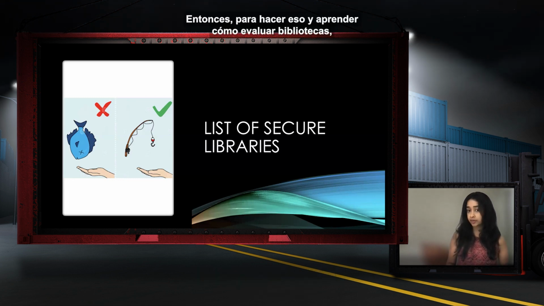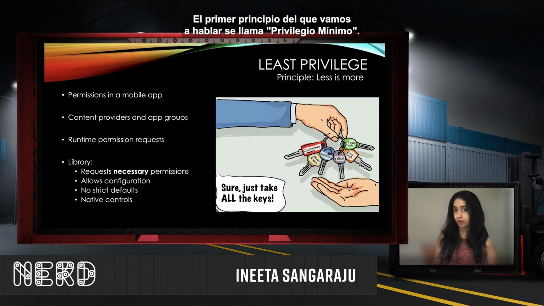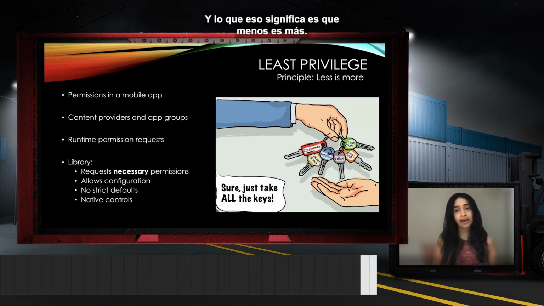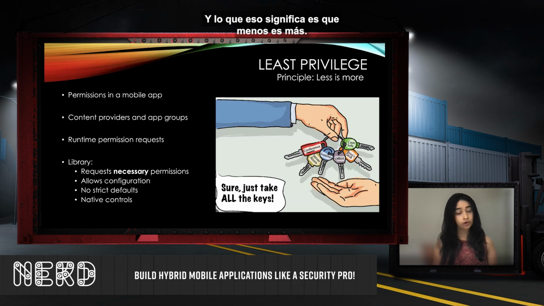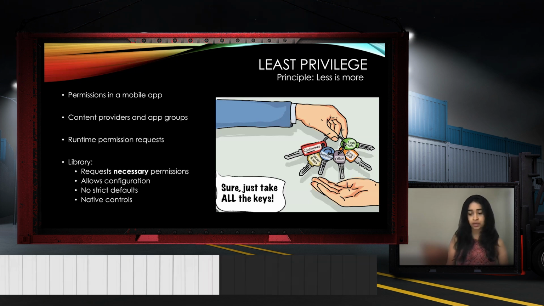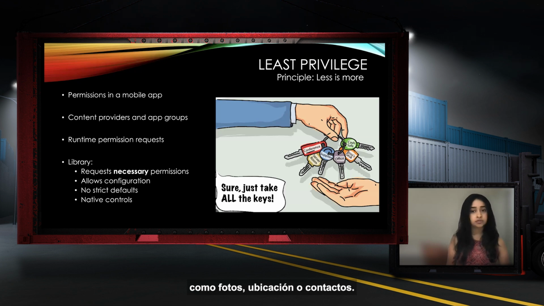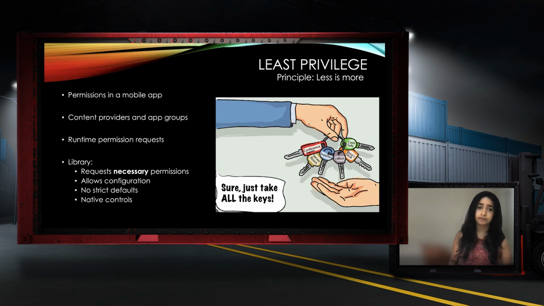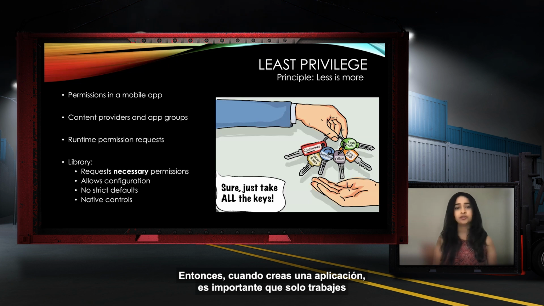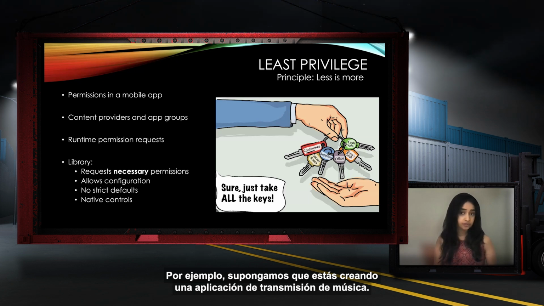So to do that and to learn how to evaluate libraries, let's take the help of 5 principles of application security today. So the first principle we're going to talk about is called least privilege. And what that means is that less is more, or that when you're building an app, it has to follow a granular permission model. A mobile app needs the user's permission to access a lot of things on the device, like photos or location or contacts. So when you're building an app, it's important that you only work with permissions that are absolutely necessary for your application. For example, assume you're building a music streaming app.